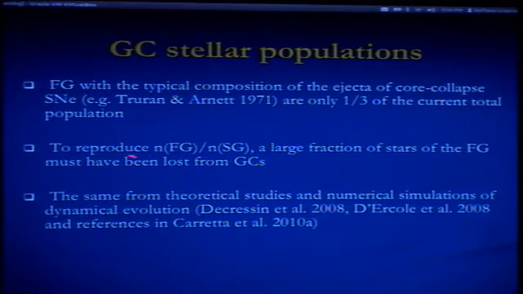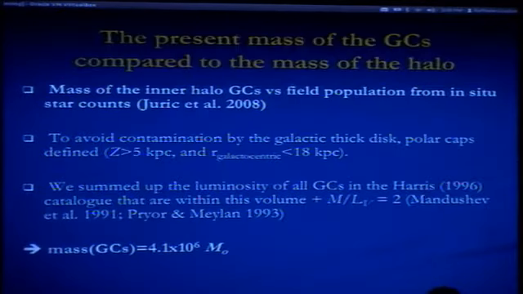You should remember that in general, to reproduce the first generation with the typical composition of a core collapse supernova, it is only 1/3 of the current total population. To reproduce the ratio first generation to second generation, in most models you require a very large fraction of the first generation to be lost. And this is quite a simple consequence of the fact that only a small part of the stars contribute to the nucleosynthesis.